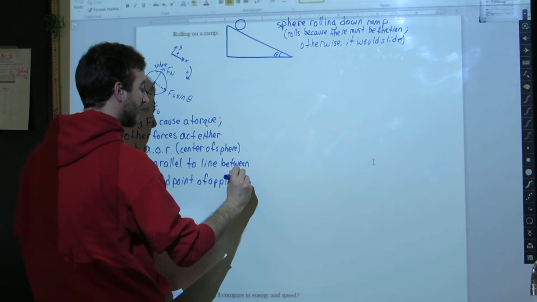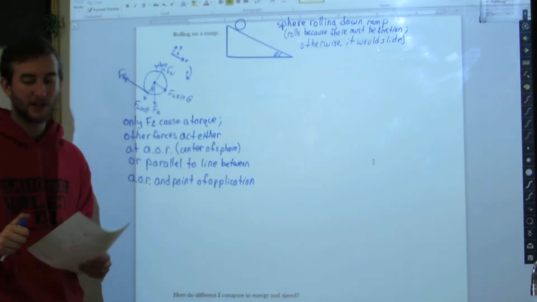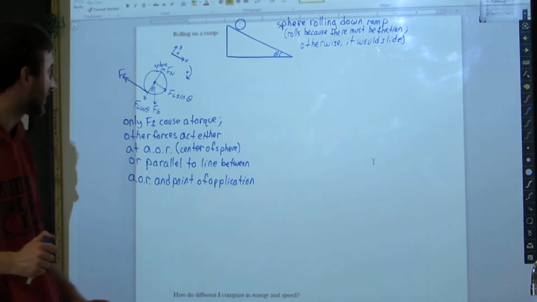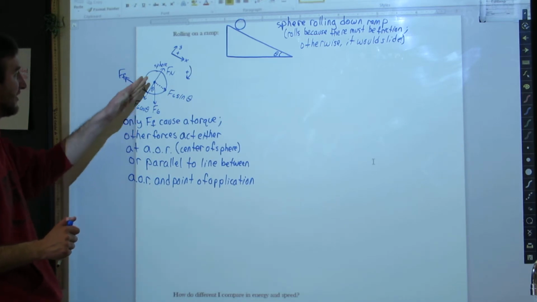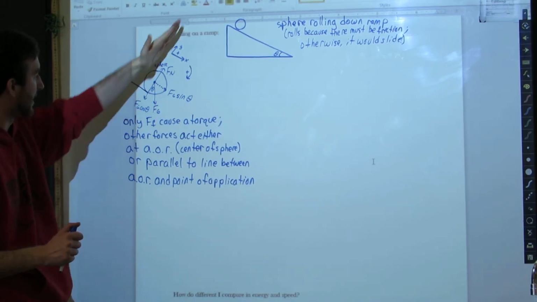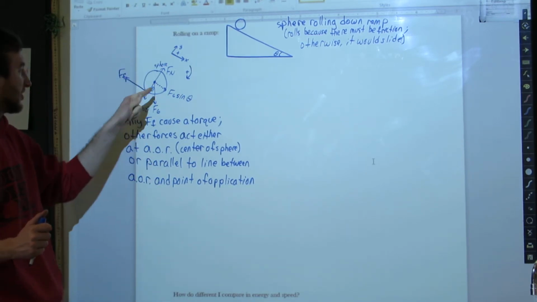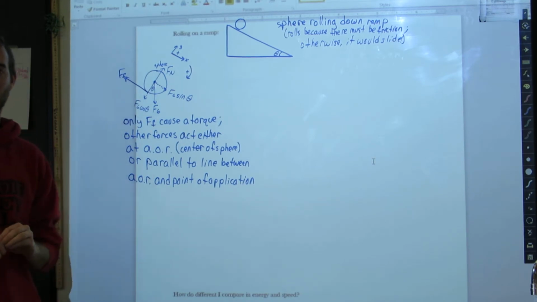Back when we talked about all the different ways to calculate torque, one of the ways that we said was to find the line of action. It's basically you take the direction of the force and you make a big imaginary line. Well, this line of action happens to pass right through the axis of rotation.